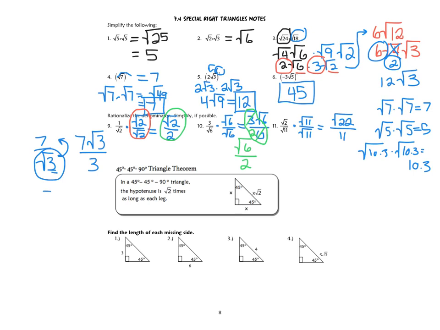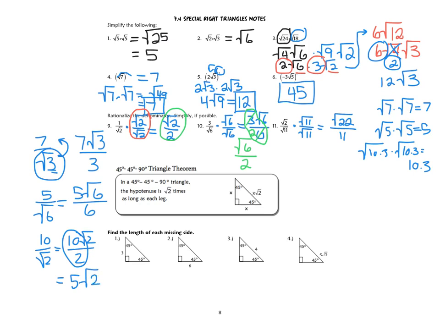So again, if I had 5 divided by the square root of 6, the radical comes up top, becomes 5 square roots of 6 over just a 6. If I had 10 divided by the square root of 2, this would equal 10 square roots of 2 over 2. Can I reduce these? Do 10 and 2 have anything in common? They sure do. That would be 5 square roots of 2.